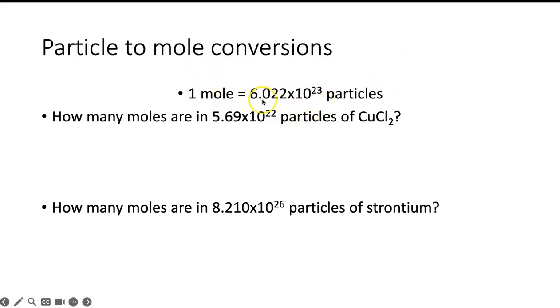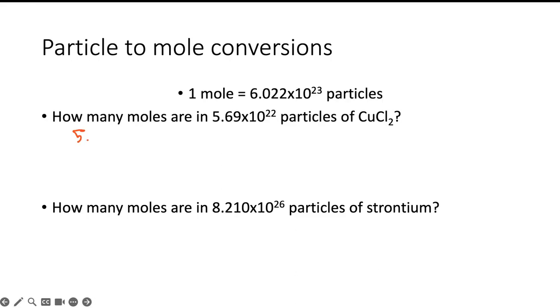1 mole is equal to 6.022 times 10 to the 23rd particles. And because this is a conversion factor, I can use it whichever way I need to. I can multiply by it, I can divide by it. And so we're going to try that out. So I'm going to start off by writing down my given number.